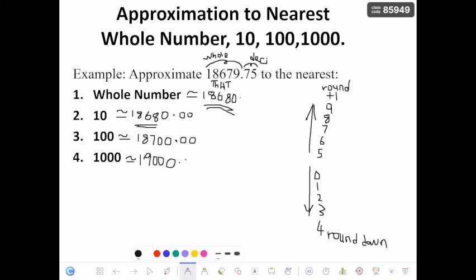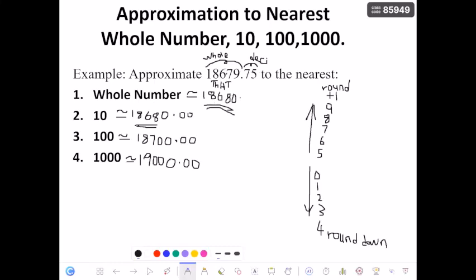If you wish, you can put your 0. So this is how you do approximation when it comes to nearest whole number, nearest 10, nearest 100, and nearest 1000. Just make sure you identify the digit first.